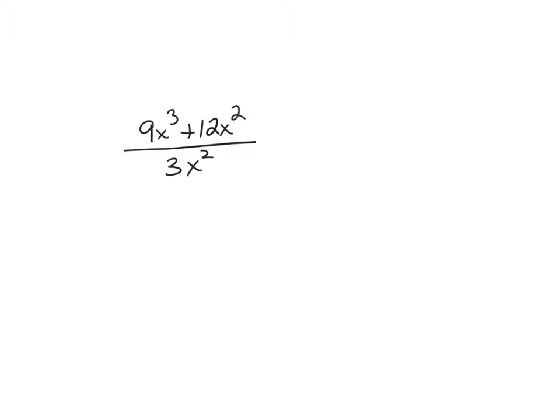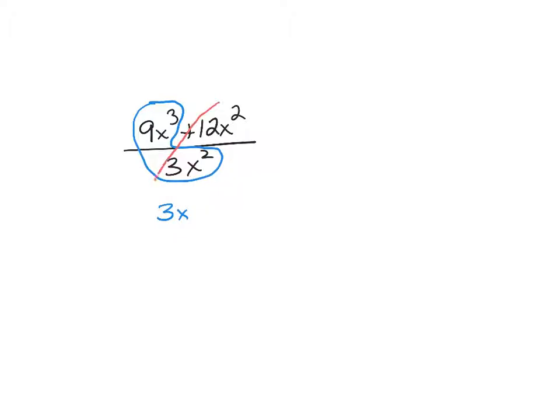Here's one final example. Before I do it, you might want to turn it off, do it yourself on a piece of paper, and check your answer. I am going to do this the second way that I've been doing. So first of all, I'm going to divide 9x to the 3rd divided by 3x squared. 9 divided by 3 gives me 3. x to the 3rd divided by x squared just gives me x.